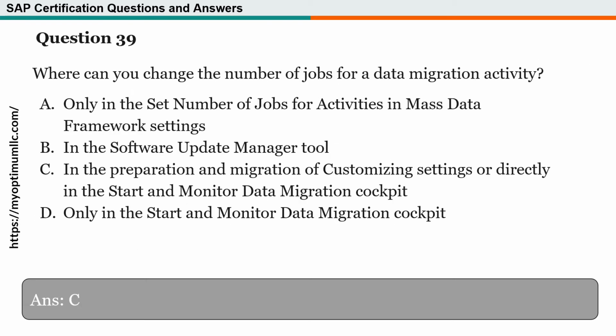Question 39. Where can you change the number of jobs for a data migration activity? A. Only in the set number of jobs for activities in Mass Data Framework settings. B. In the Software Update Manager tool. C. In the preparation and migration of customizing settings or directly in the Start and Monitor Data Migration cockpit. E. Only in the Start and Monitor Data Migration cockpit.